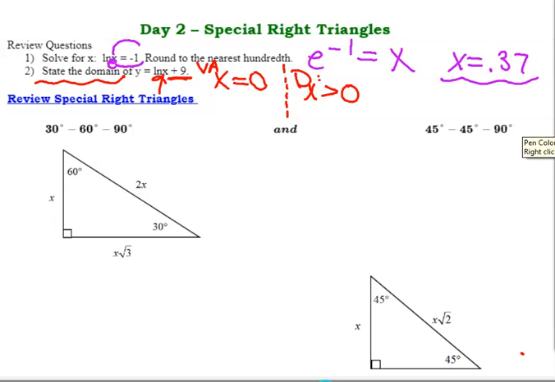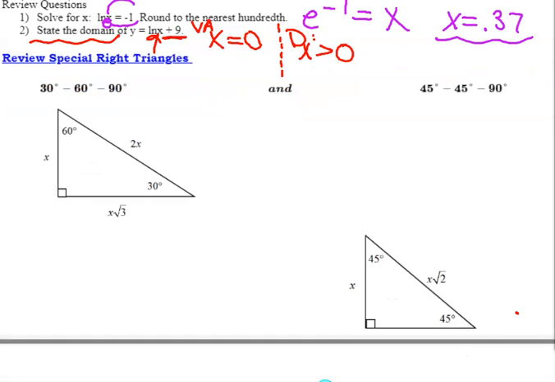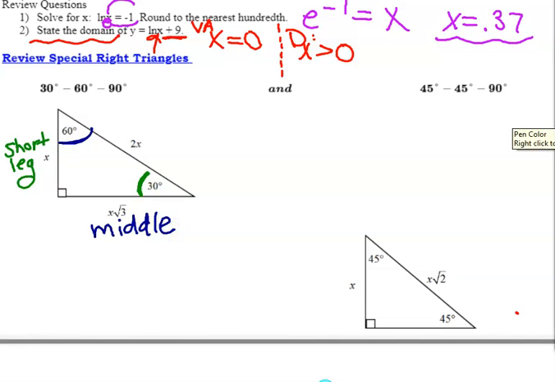All right, so we are going to be reviewing special right triangles. You learned this last year in good old geometry, formal. We have to talk about the difference between a 30-60-90 and a 45-45-90. In the 30-60-90, the one across from the 30 we call the short leg, the smallest leg. The one across from the 60 we call the middle leg, which has a √3 attached to it. And the one across from the 90 is known as the hypotenuse.